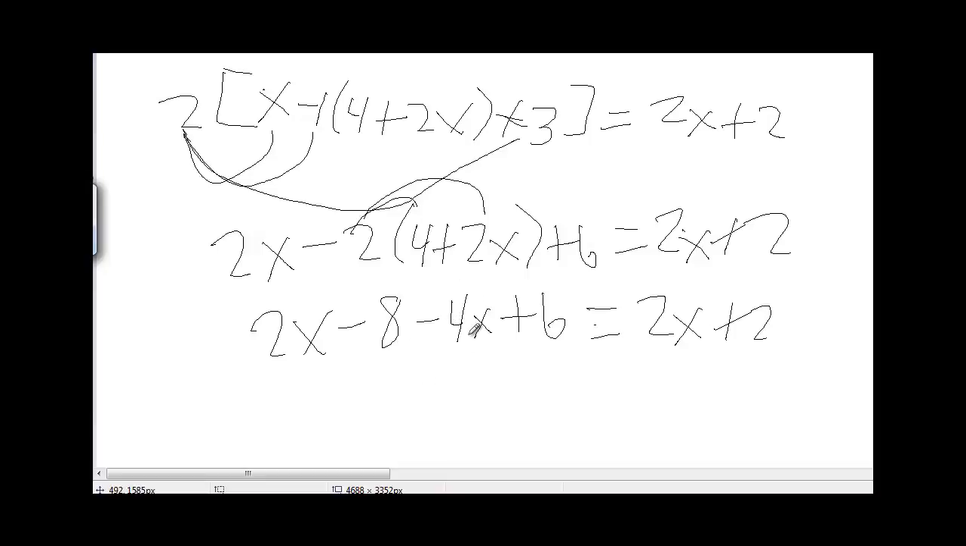Now on this side of the equation, let's combine our like terms. We've got 2x minus 4x. Well, that leaves me with negative 2x. And then I've got negative 8 and positive 6, which will leave me with negative 2. And that is equal to 2x plus 2. Okay, let me scroll down a little bit.